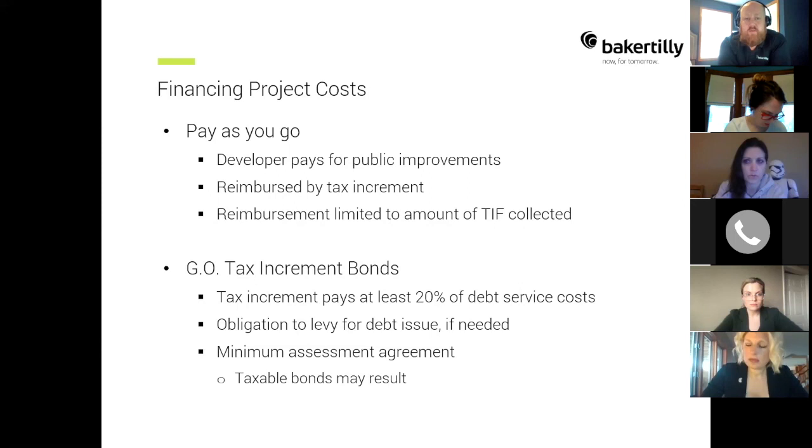There's really two ways we can go about doing this. And the main difference in these two methodologies is, where does the risk fall? Under a pay-as-you-go agreement, all the risk is on the developer's shoulders. The developer will be responsible for funding all the public improvements that would be reimbursed by TIF. And then they would be reimbursed by the tax increment revenue to the extent it's generated by the city on an annual basis over the life of the district. So the developer is coming out of pocket. They're paying for those things that we say, all right, we'll reimburse you for.